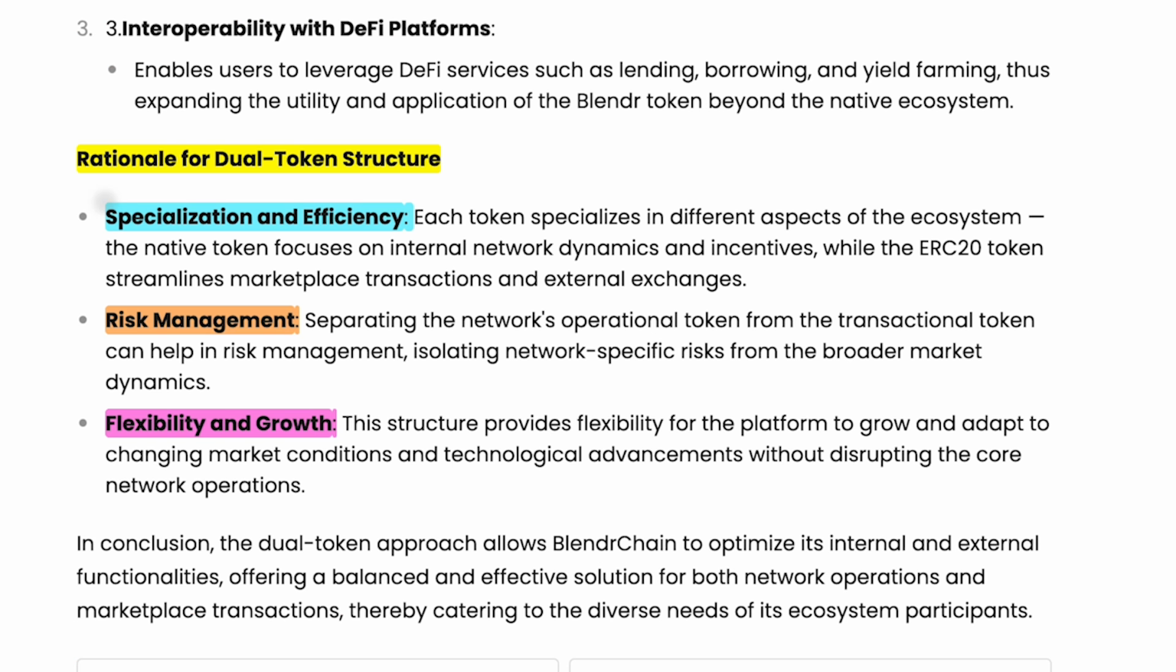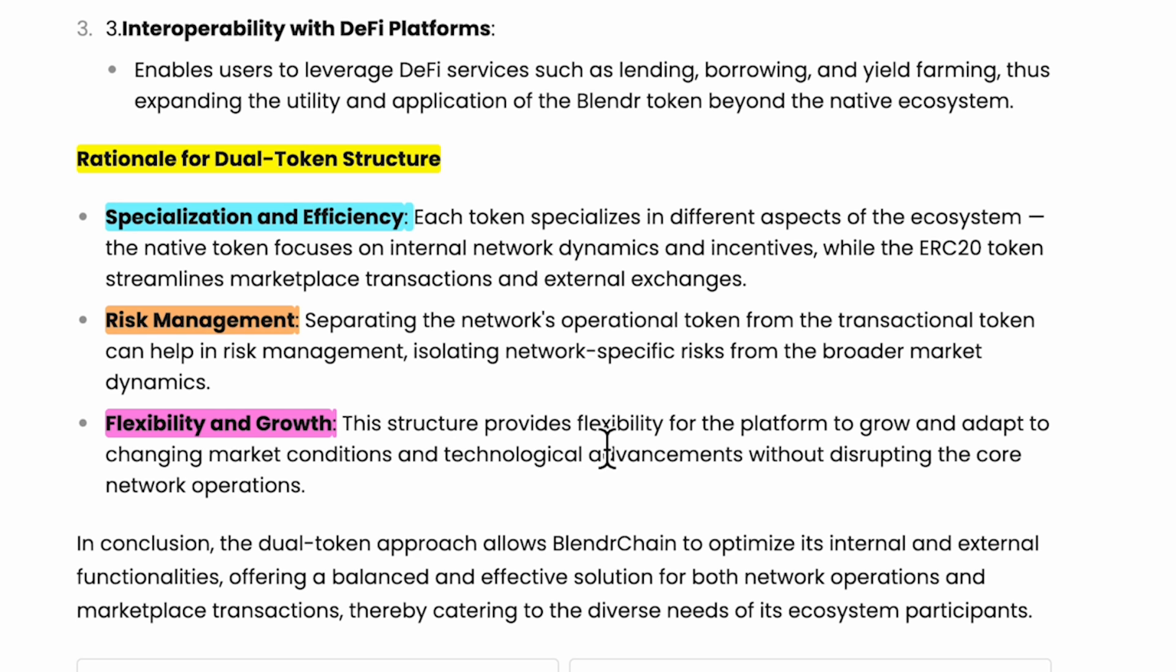We understand this. And then the rationale for the dual token structure itself: specialization and efficiency. Each token specializes in different aspects of the ecosystem. The native token focuses on internal network dynamics and incentives, while the ERC20 token streamlines marketplace transactions and external exchanges. Risk management: separating the network's operational token from the transactional token can help in risk management, isolating network-specific risks from the broader market dynamics.